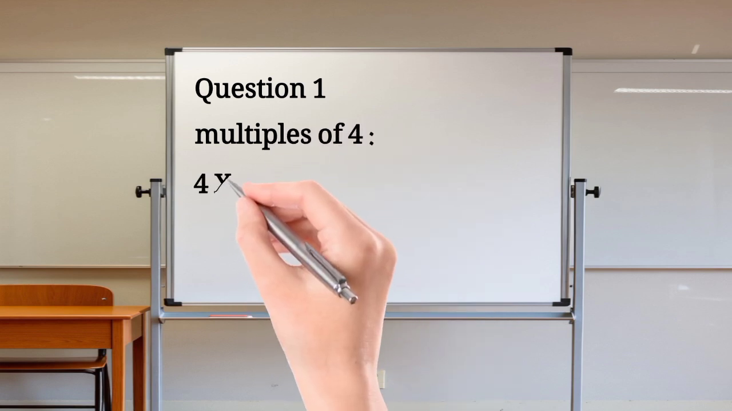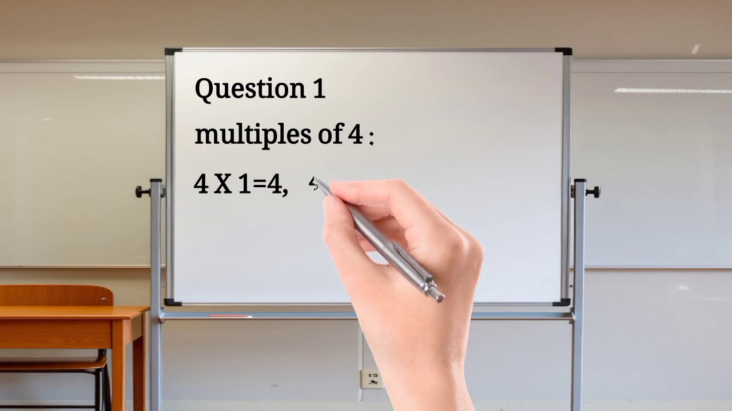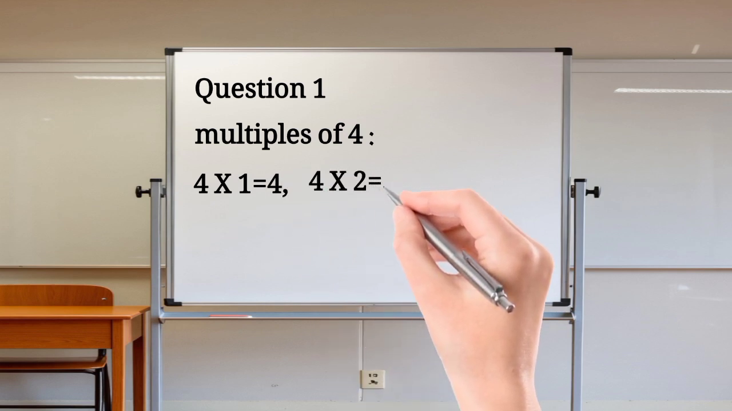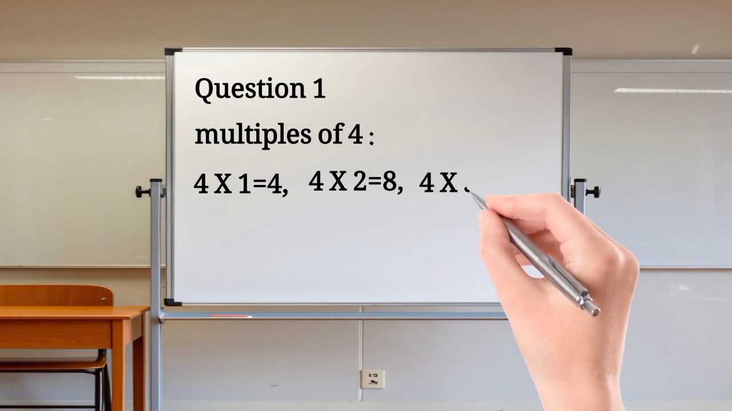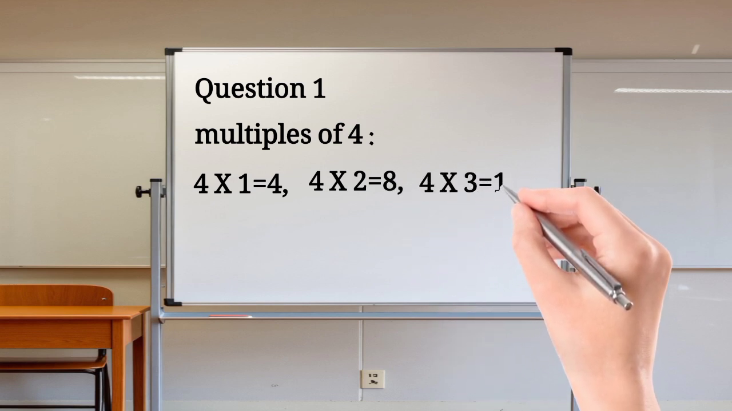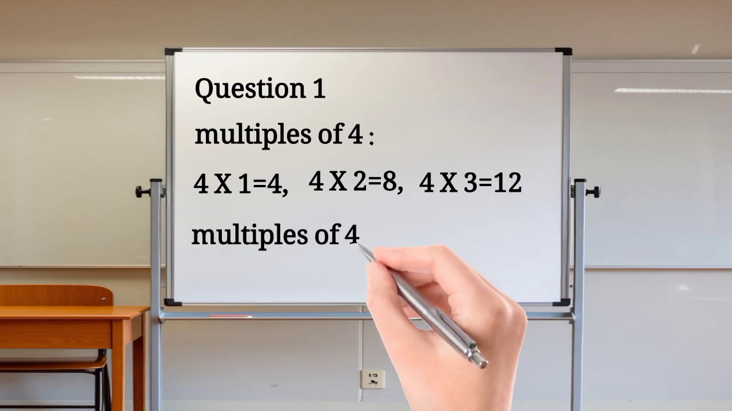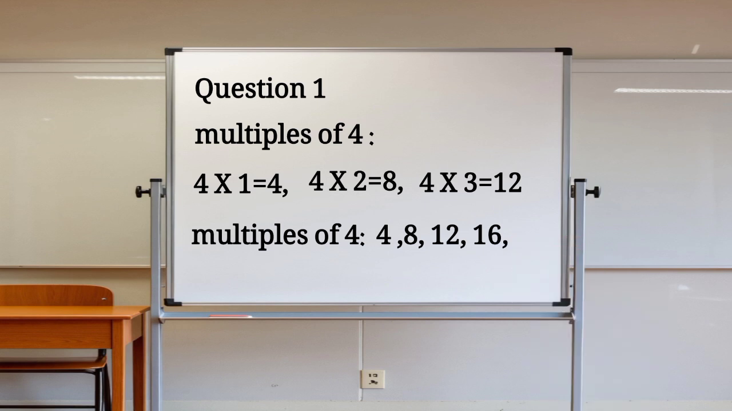Alright, now question 1. 4 times 1 is 4. So that is one multiple of 4. Let's find another multiple. 4 times 2, what do we have? 8. That's another multiple. 4 times 3, 12. That's another multiple. So you can keep finding more multiples, 16, 20, and so on. Alright, so that actually means that you can use a multiplication table to find multiples. So if you can pause this video right now, get your multiplication table, let's look through it together.